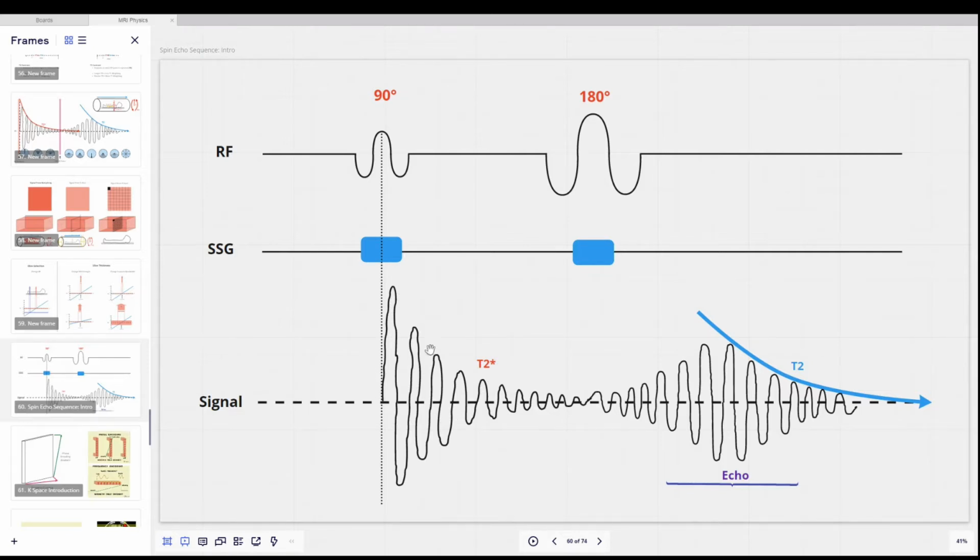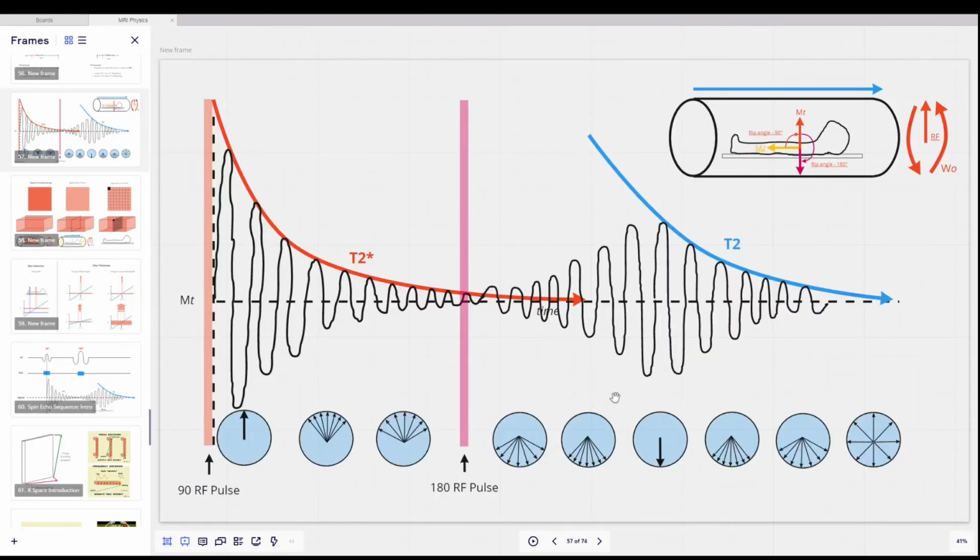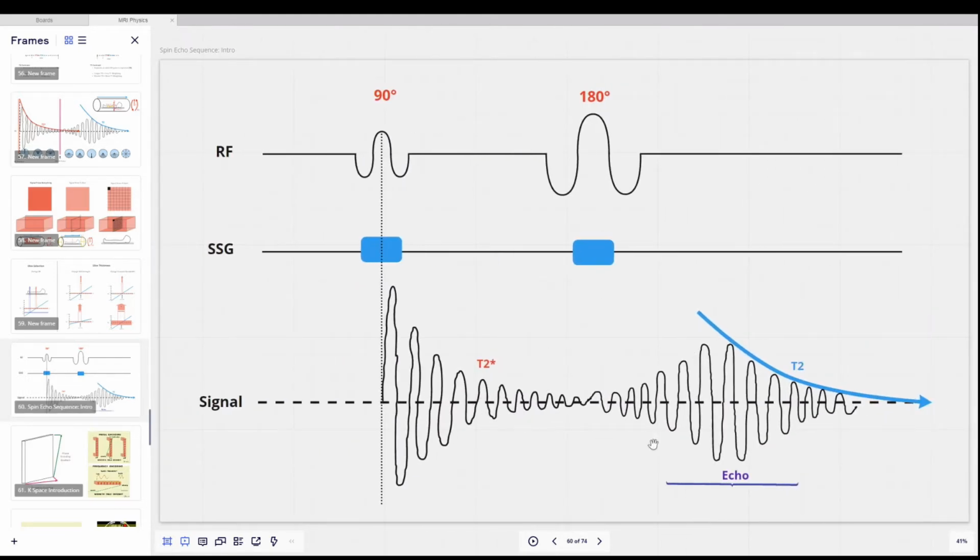Okay. At some time, we apply our 180-degree RF pulse. And that does what, right? We talked about that. That flips everything. So instead of diverging and losing signal, now we're reforming our signal, right? We're putting things back into phase. That's what we're showing here.